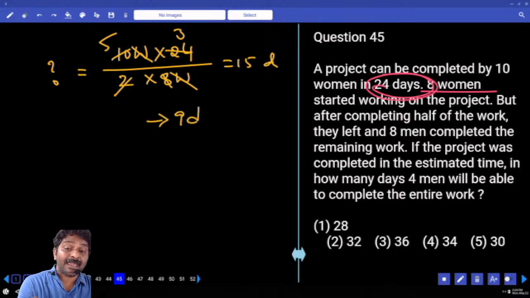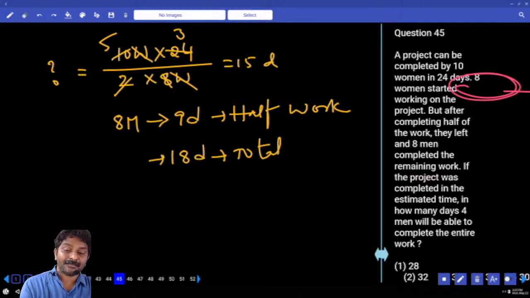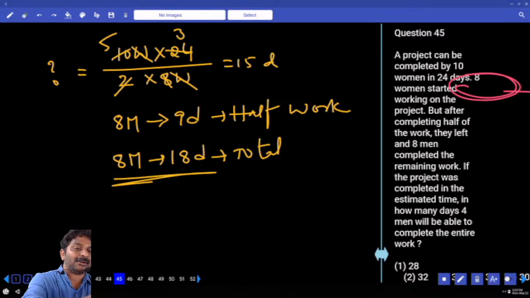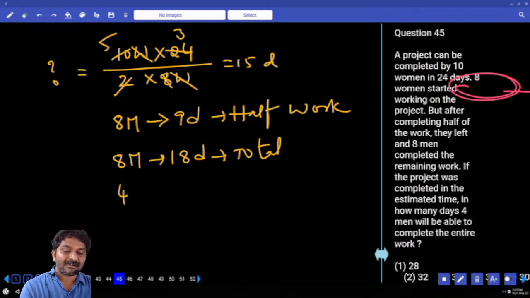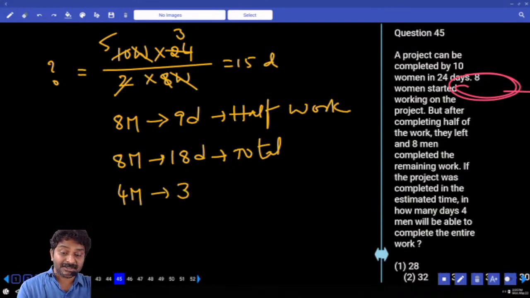8 men worked for how many days, and completed how much work? If half the work is completed in 9 days, the total work can be completed in? How many men? Alright, now you have the information. 8 men can complete the total work in 18 days. The question is about how many men? If the number of men is reduced, time will increase. If men become half, time becomes how much?